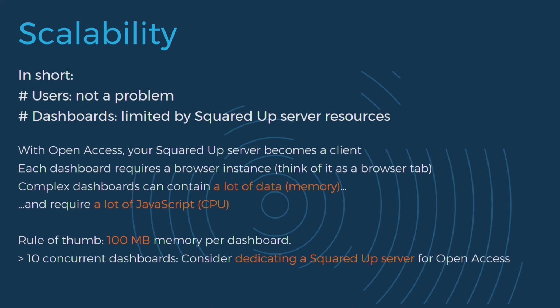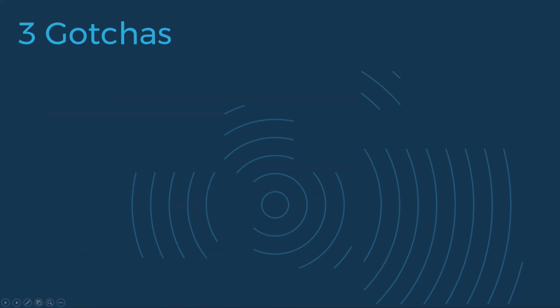Okay, so that was some guidance on scalability, and then what I want to do is cover off some other gotchas. There are 3 of them that I want to cover. This is on behalf of the support team, for when people are coming in with issues with open access.